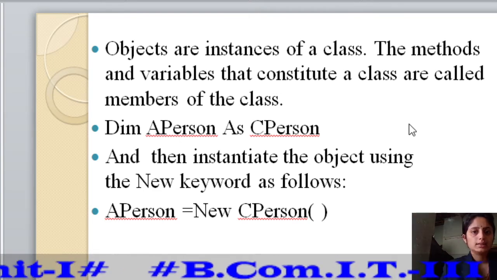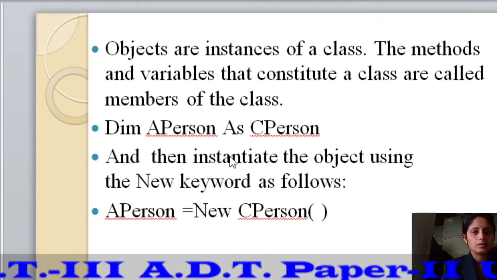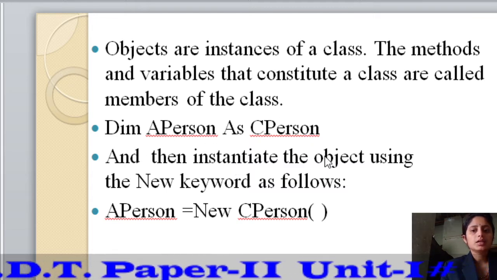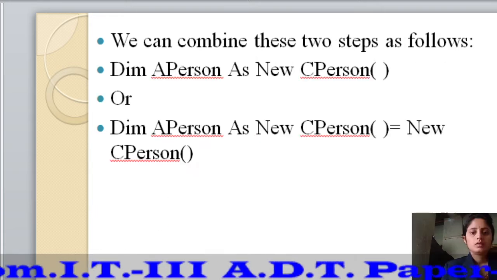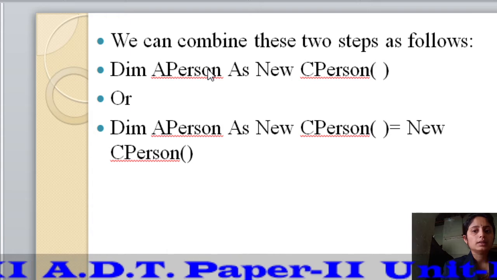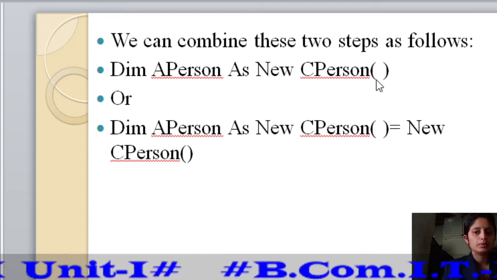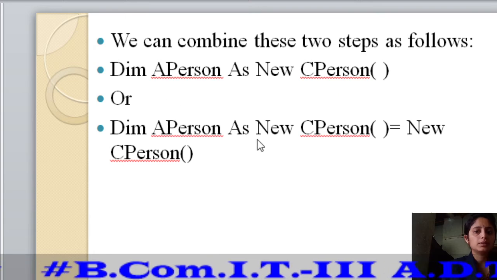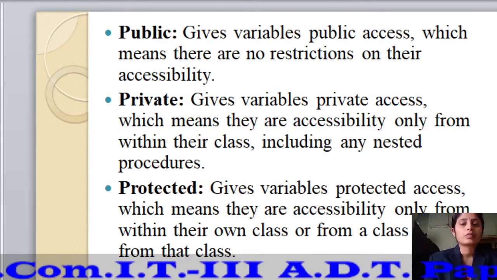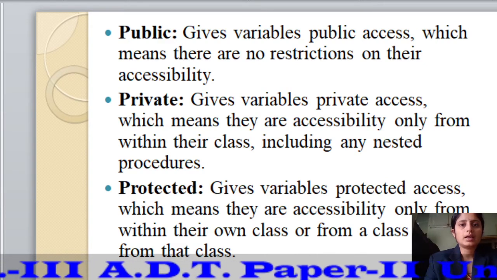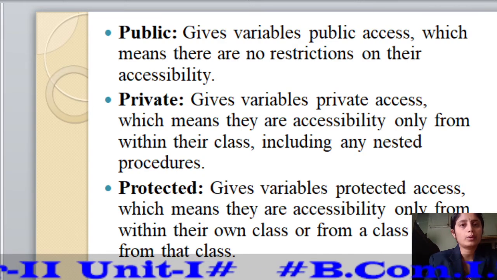Let's see the example for the object. Dim a person as CPerson, and then instantiate the object using the new keyword as follows: a person is equal to new CPerson. We can combine these two steps as follows: Dim a person as new CPerson, or Dim a person as CPerson is equal to new CPerson. Inside the class, the members are declared as either public, private, protected, friend, and protected friend.